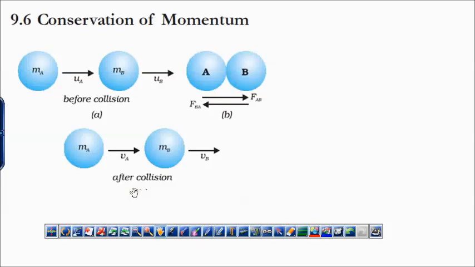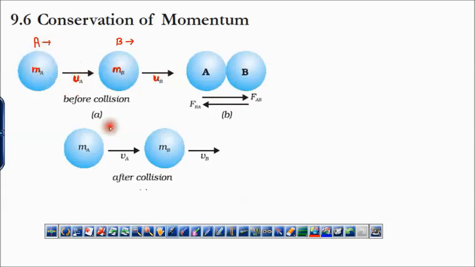Now what does the law of conservation of momentum say? There are two balls which are already traveling in the same direction. Ball A and ball B are traveling in this direction, one behind the other. A's initial velocity is UA, B's initial velocity is UB. A's mass is MA, B's mass is MB.